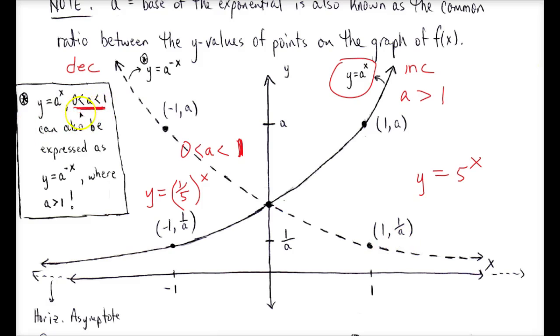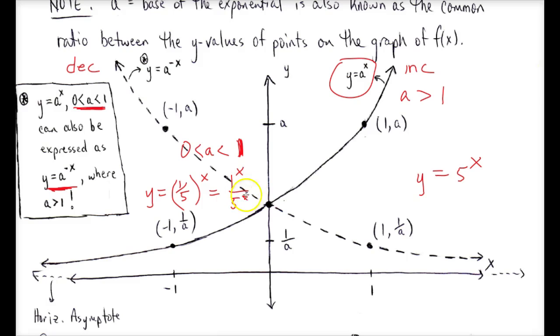Now, if you notice, anytime we have a base being in between 0 and 1, we can also express the exponential function with a negative exponent. And that's true because, let's just take 1/5 raised to the x as an example of that. We know that for the quotient of anything raised to a particular power, we can just raise both the numerator and the denominator to that power.